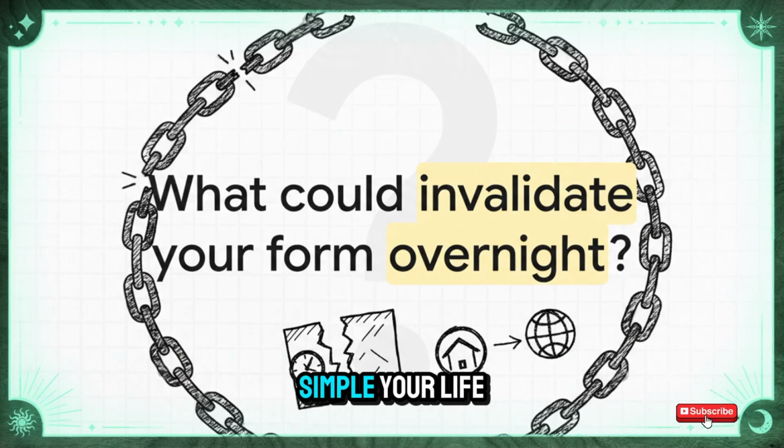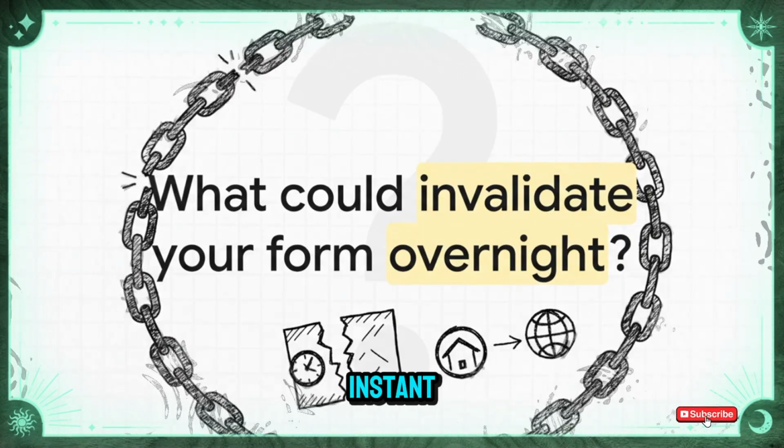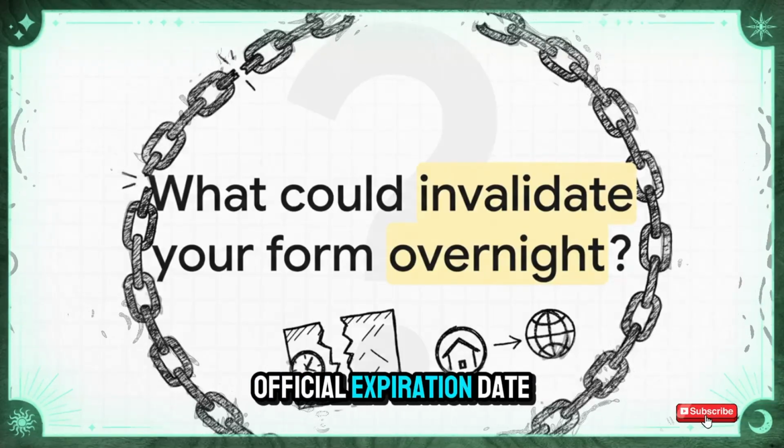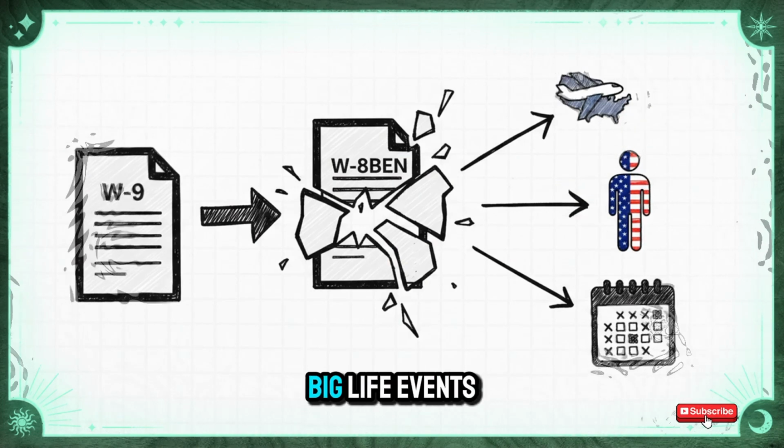The answer is simple: your life. The system has this critical rule called a change in circumstances, and it can make your perfectly valid form worthless in an instant, long before that official expiration date. So what are these triggers? Well, think about big life events.